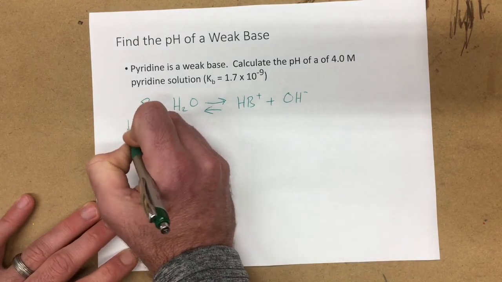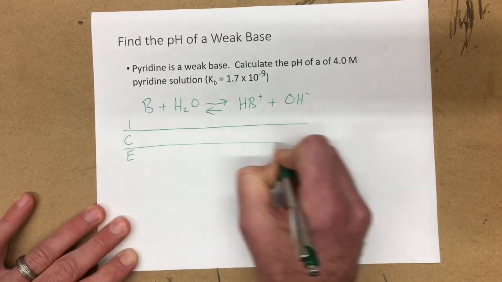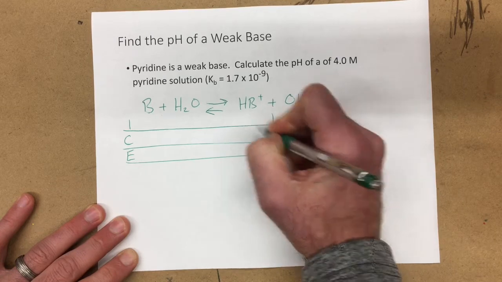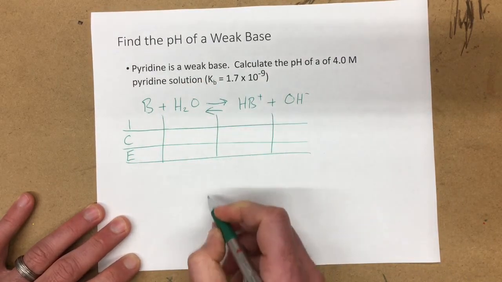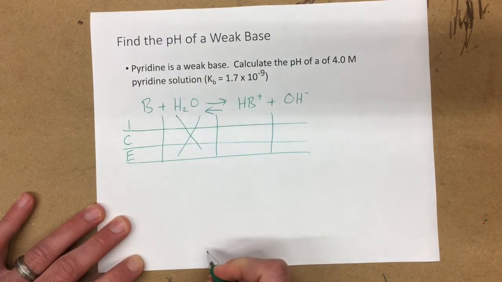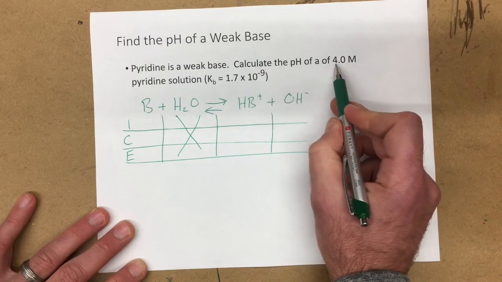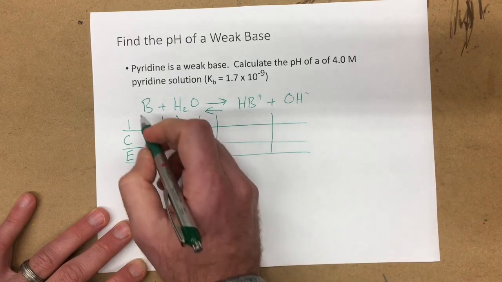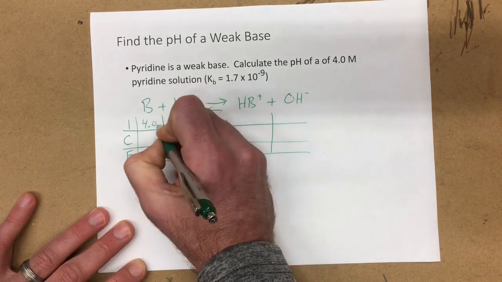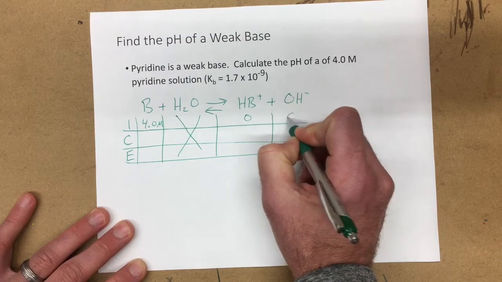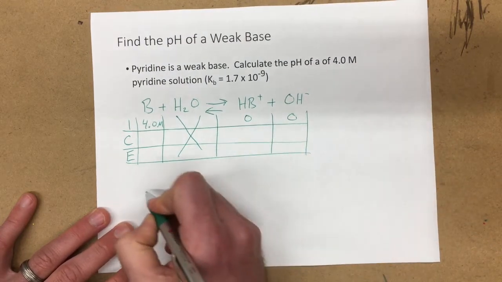All right, it's an equilibrium problem, so we'll make an ICE table. Water is a liquid, so its concentration never changes, so we'll leave that out of our ICE table. The numbers that we know starting out: we know that it's a 4.0 molar solution. So the initial concentration of your base is 4.0 molar, and then these are starting at 0.